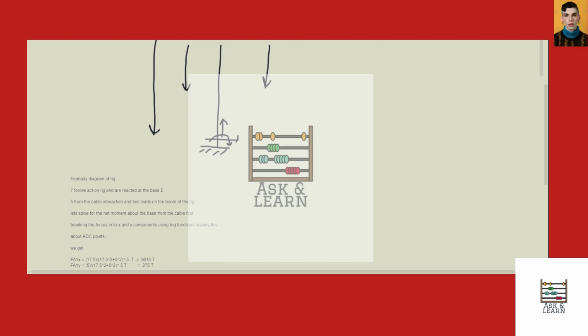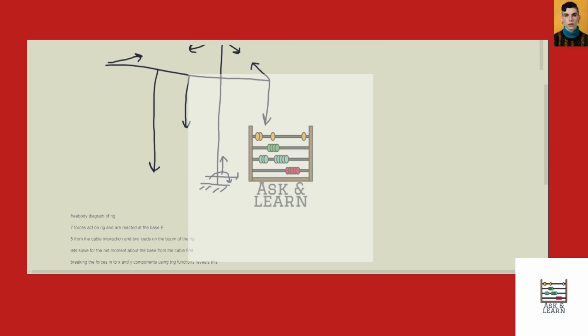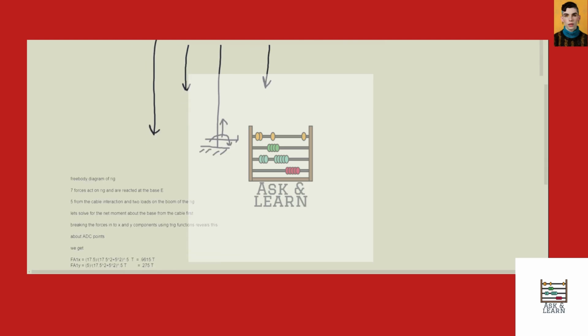So we're asked to solve for the tension in the cable that makes the minimum couple at the base of the rig. If we look at all the 7 forces reacting at base E, 5 of them are from the cable and 2 are from the boom load. If we solve for the net moment from the base about the cable first, put it in terms of T, the tension in the cable.